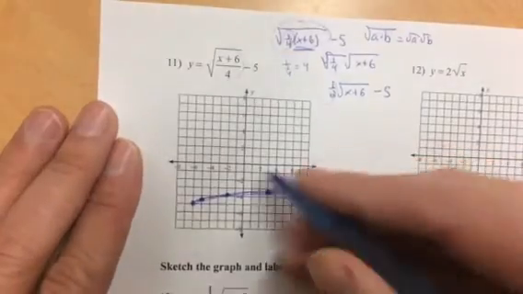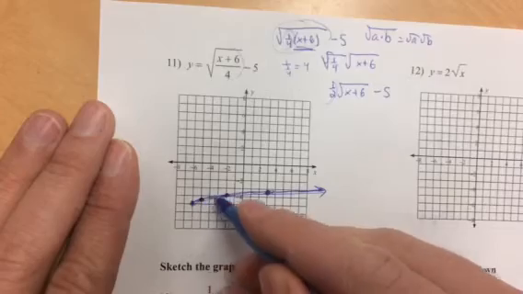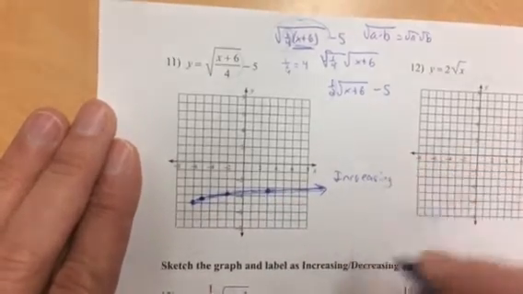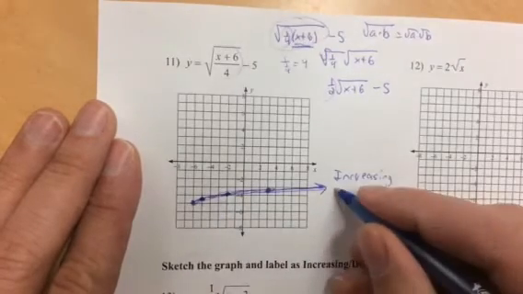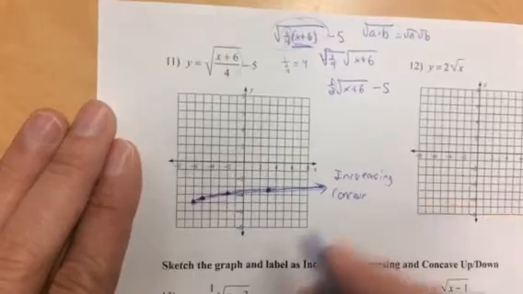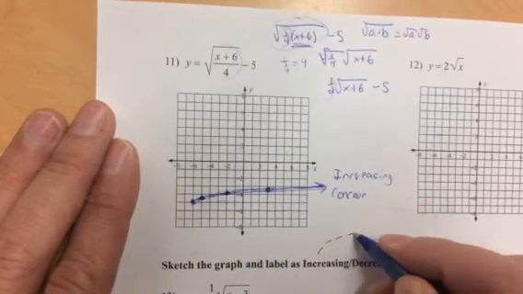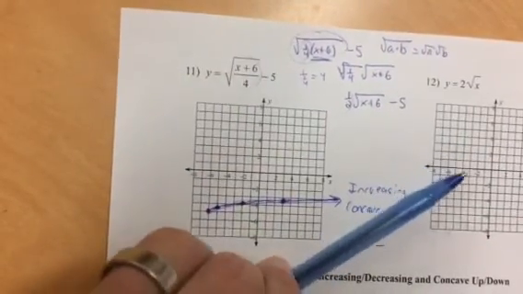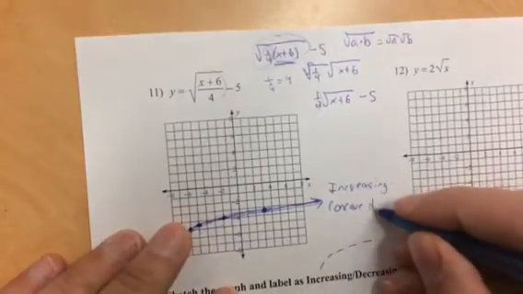Now, this one, is it increasing or decreasing? Well, as you go from left to right, it's going up, and so we call that increasing. That's our vocabulary word for that. And then it is also concave. Remember, concave is about how it's bending. So notice the slopes are getting lower and lower and lower. Even though it's increasing the whole time, it's bending down, so it's concave down.